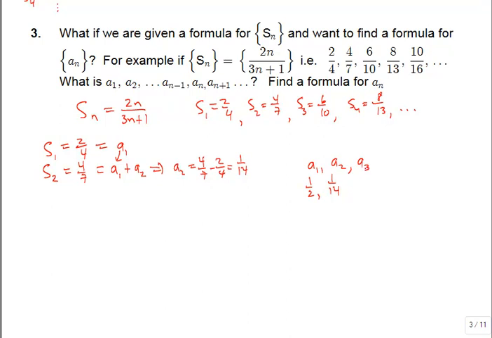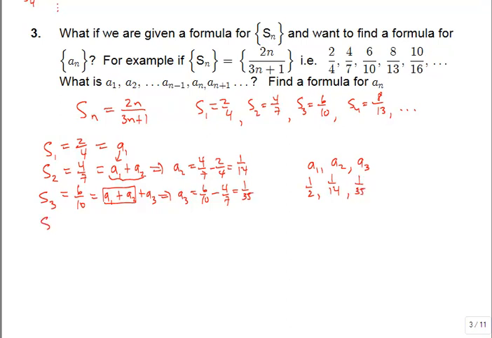So how do we find a sub 3? Well, let's look at the third partial sum, which we know is 6/10, and the third partial sum is the first three terms added together. Well, we know what the first two terms added together already is. It's 4/7. So if we replace this with 4/7, then that's going to tell me that a sub 3 must be 6/10 minus this 4/7, which is 1/35.